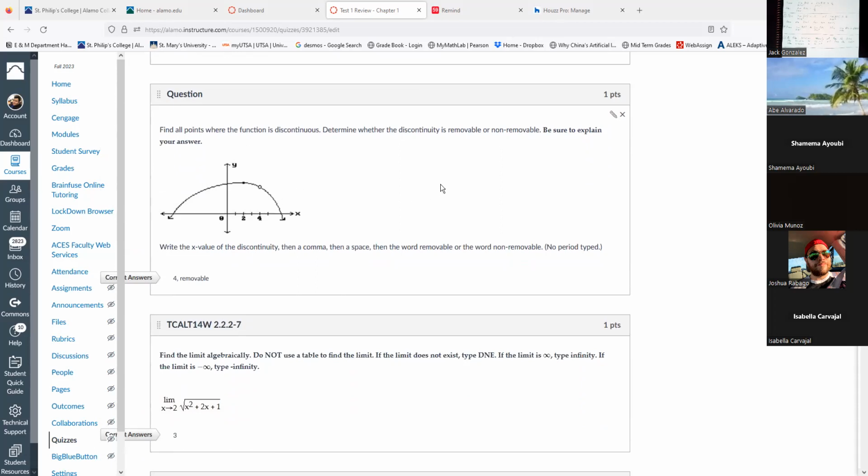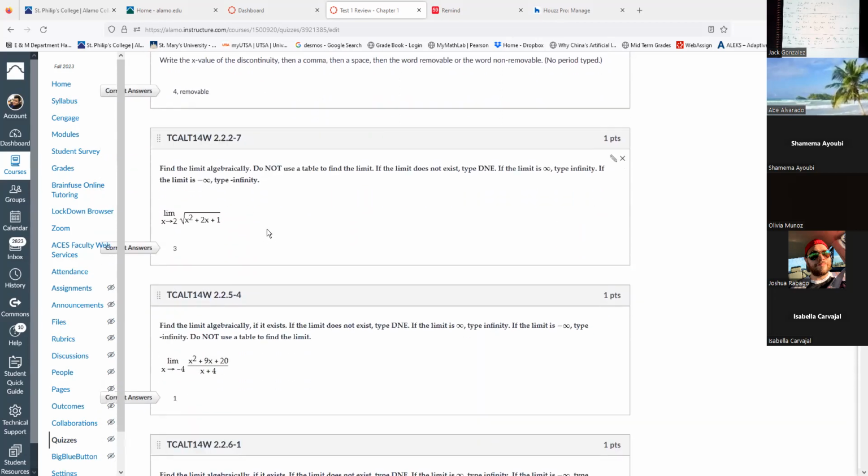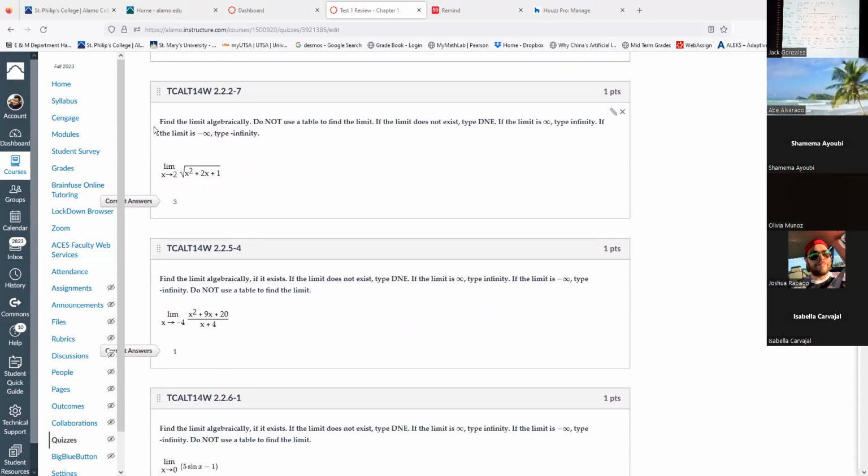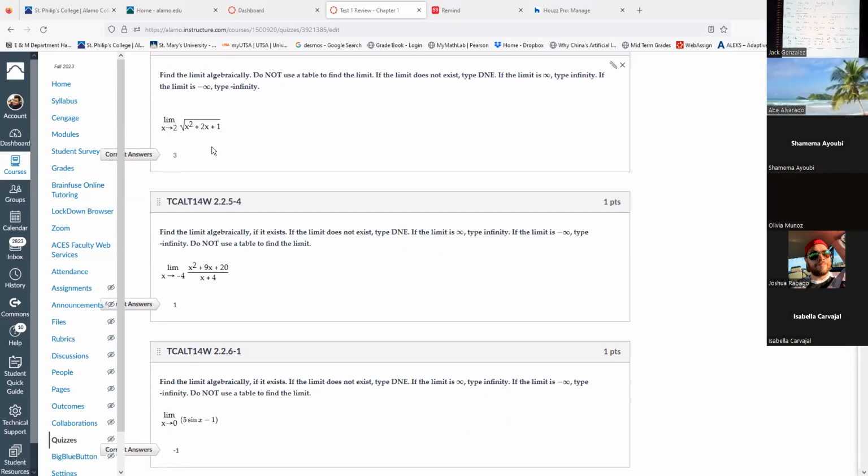Let's skip this guy for now. This one requires actual solving. So let's do this guy. Finally, some work to do. To find the limit algebraically, if you can. So what is the first thing you would try to do? What question is it? The above or the? This one. Okay.